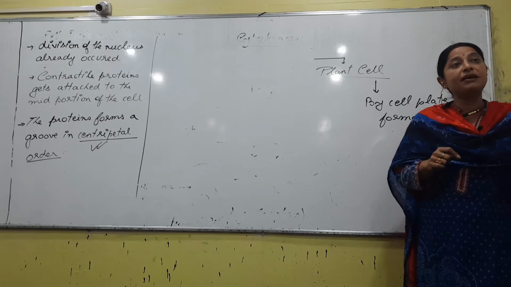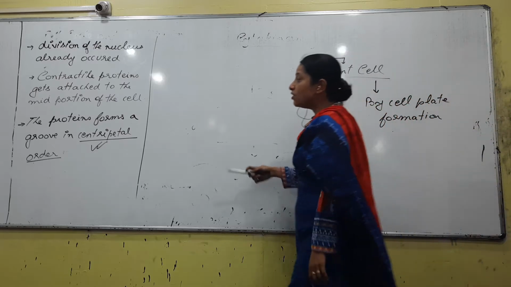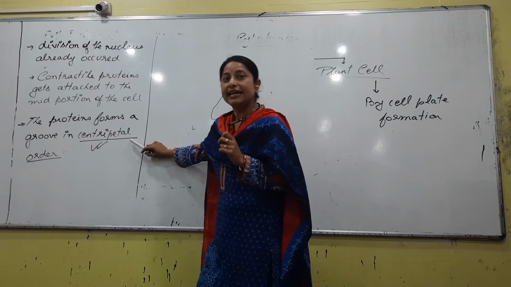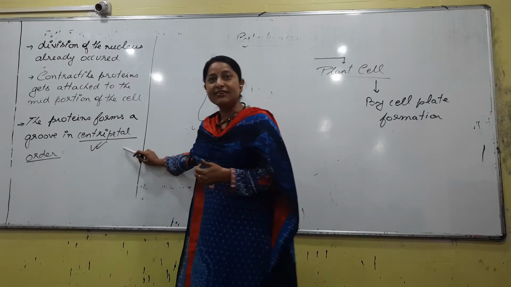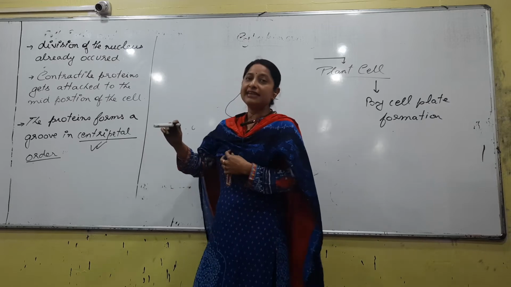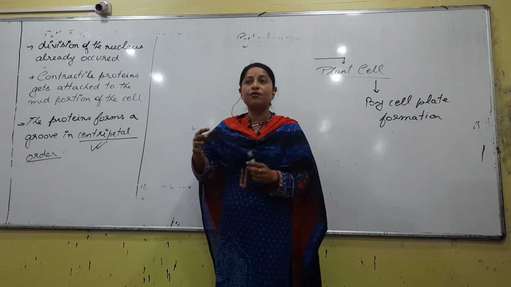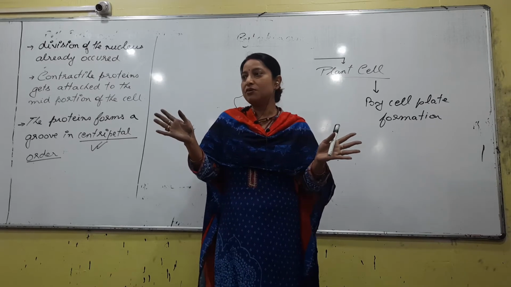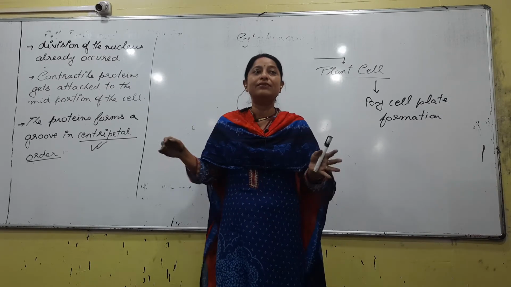The other point of comparison is centripetal order or centrifugal order. I think we understand both the meanings, no? Centripetal means towards the center, and centrifugal means away from the center. If you have noticed in the diagram, the groove is forming towards the center, right. The groove does not form away from the center. If it were away from the center, the groove would be lost, right.